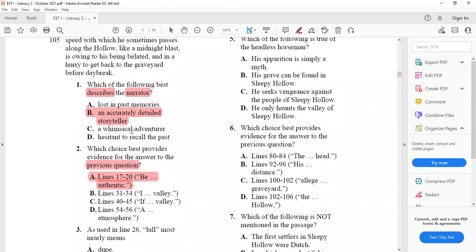Okay, mister, what is the meaning of whimsical? Whimsical means fancy, fanciful. The last one, hesitant to recall the past. He doesn't talk about the past. He doesn't say he doesn't want to remember, or that he's hesitant to recall the past. So the answer is B and A.